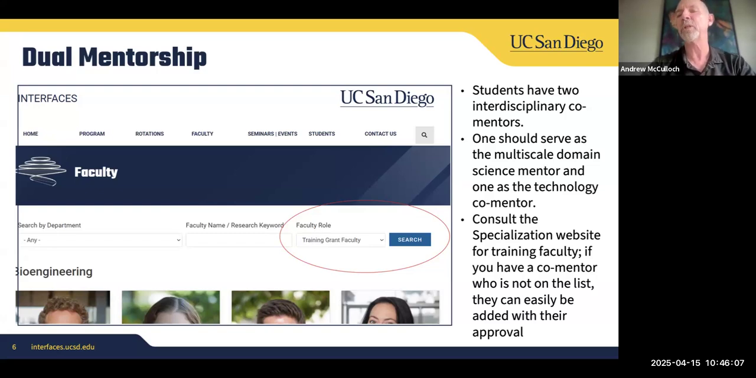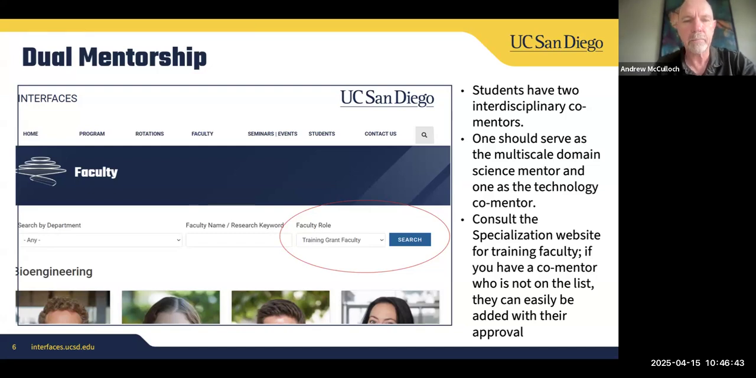Now, again, this is also a wee bit contrived. The idea isn't that one person is strictly the domain co-mentor and the other strictly the technology co-mentor, but rather that you think about identifying mentors who can bring together a combination of multi-scale scientific expertise and the tools to combine them. And so, we're not really stringent about this. It's more just a prompt to help you find interdisciplinary co-mentors who can help you do innovative science by applying new technologies to multi-scale problems.